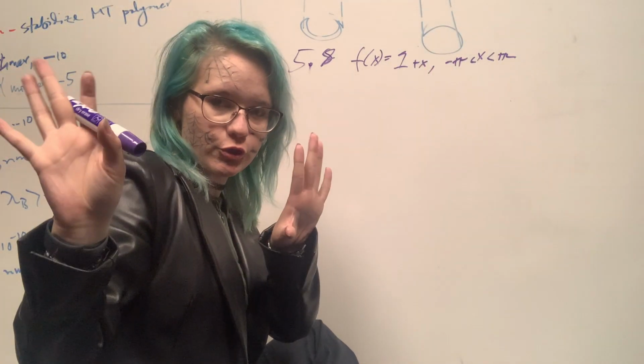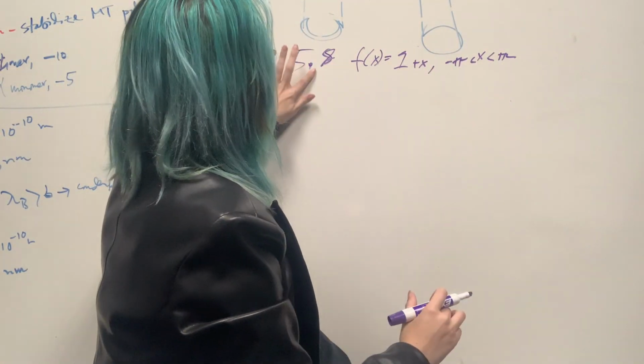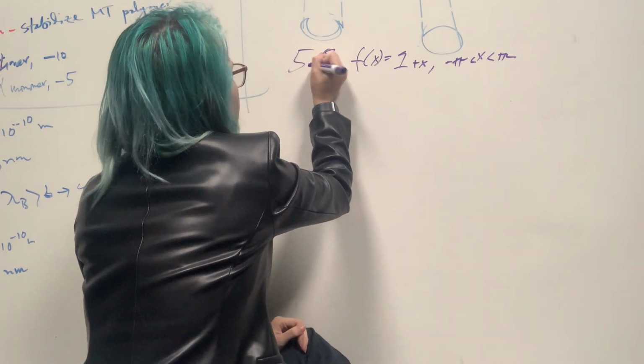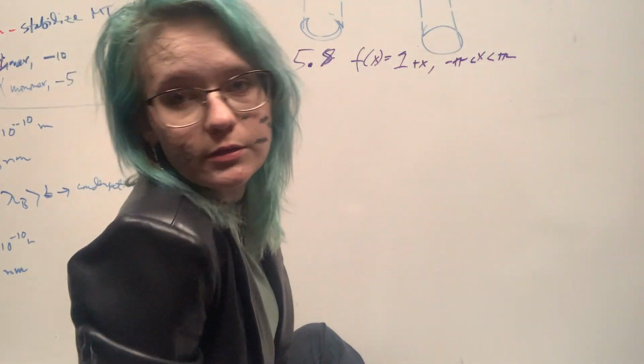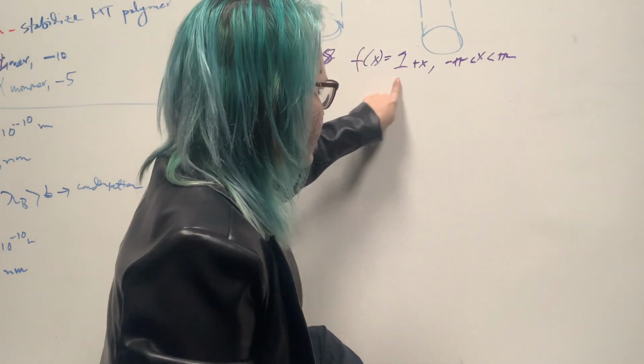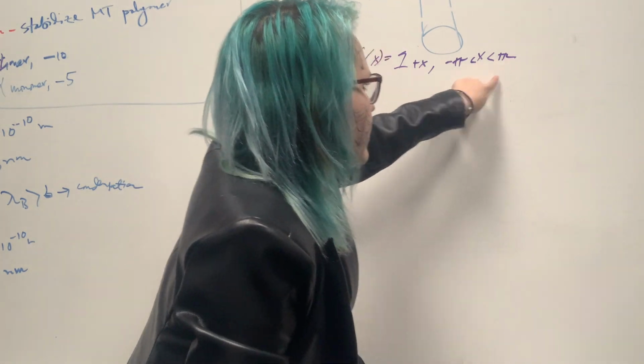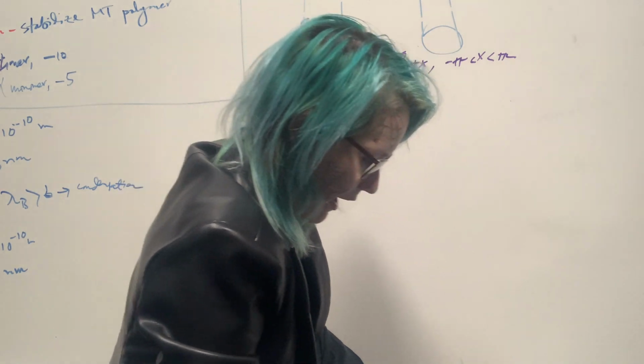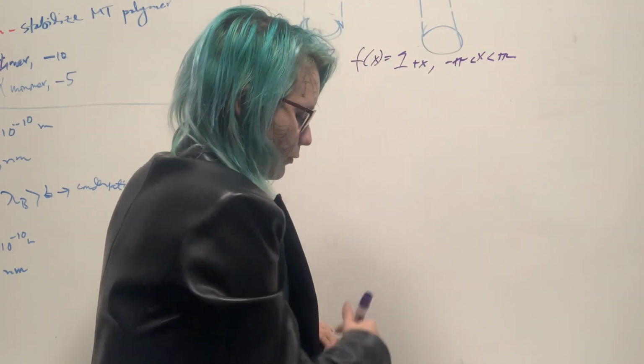Okay, so for time's sake, I went ahead and wrote 5.8. So we're told to start with 5.8, and honestly, that makes sense. So 5.8, this is what we're given. f of x is equal to 1 plus x with the limits negative pi to pi. And that's great, lovely, wonderful.